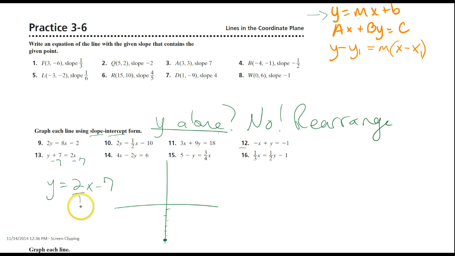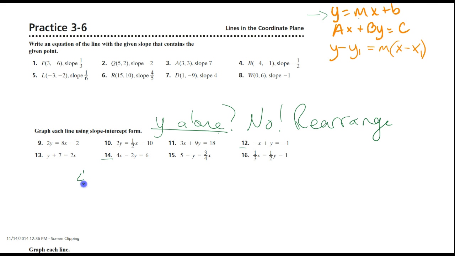2x is the same as saying 2 over 1. So I go up 2 over 1. Up 2 over 1. Up 2 over 1. And, whoa. Let me darken that in and cover those dots. And there's my line.